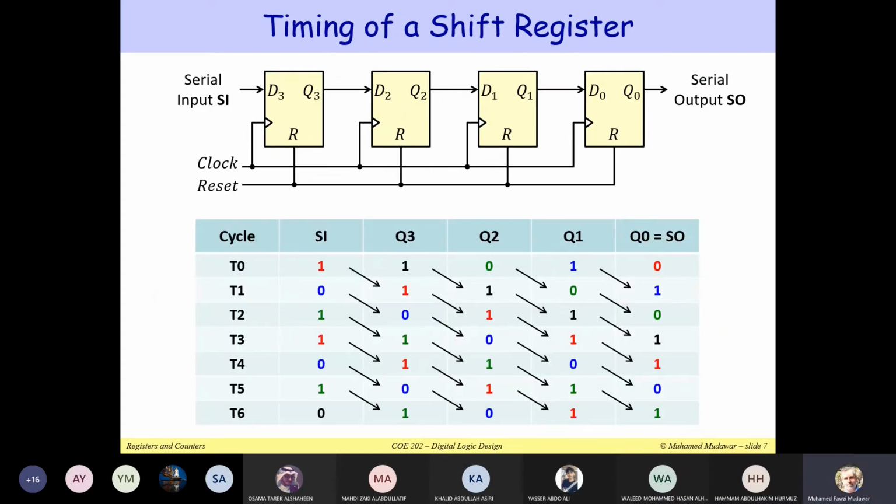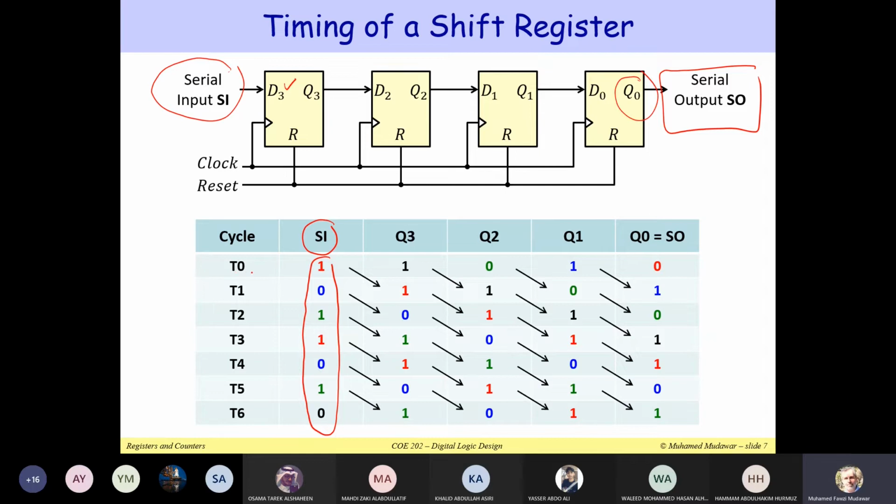Now, let us take a look at the timing of a shift register. Here I have, let us say, only a 4-bit shift register. Notice that my serial input, SI, is connected to D3, and my output, Q0, is my serial output. I'm showing it cycle by cycle. Notice that the clock is connected to the clock input of all of these flip-flops, so all of them will change value at the same time. Here I'm showing the serial input, which is connected to D3, and this is the value of the input cycle by cycle.